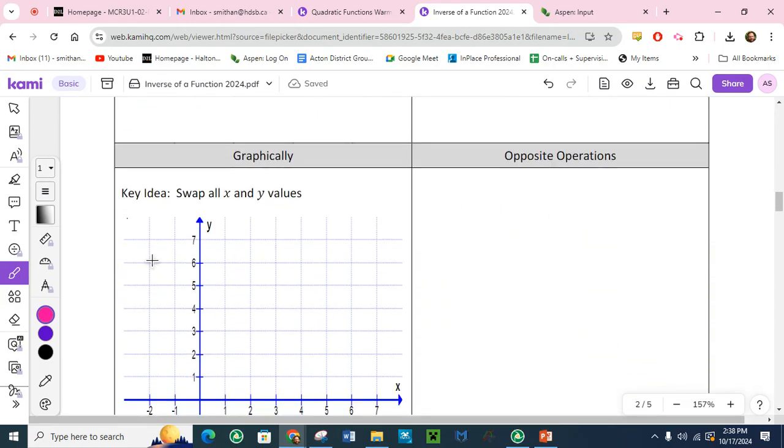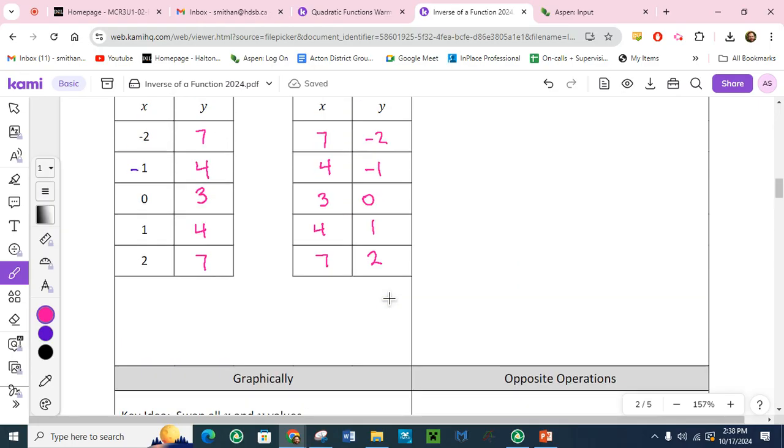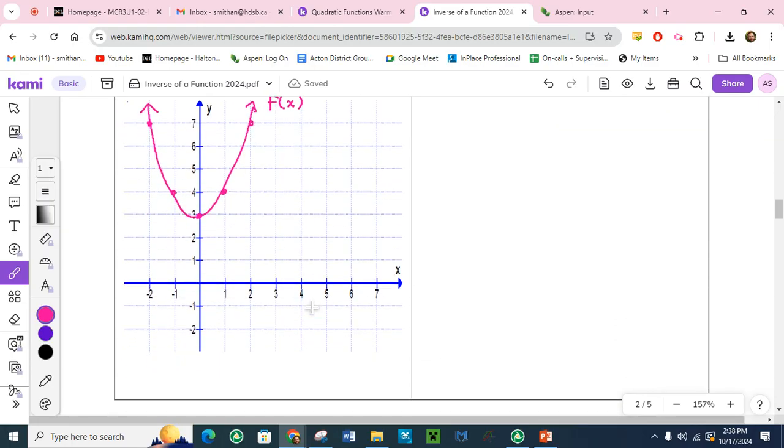So negative 2, 7. There, there, there, and there. So that's our original function, f of x. And then we'll graph our 5 other points. So 3, 0. And then it was this one, and it was this one, and it was this one, and it was this one.